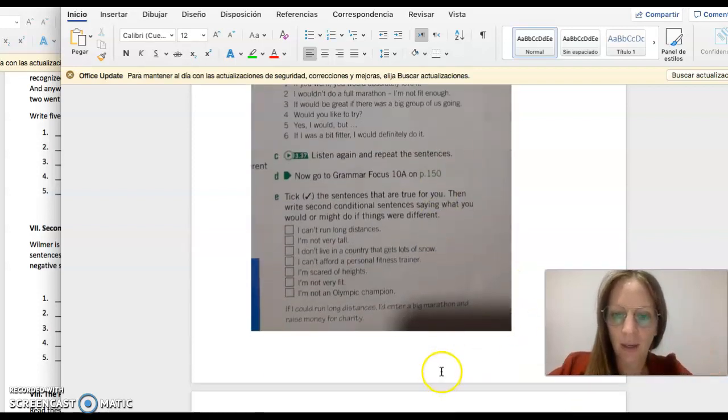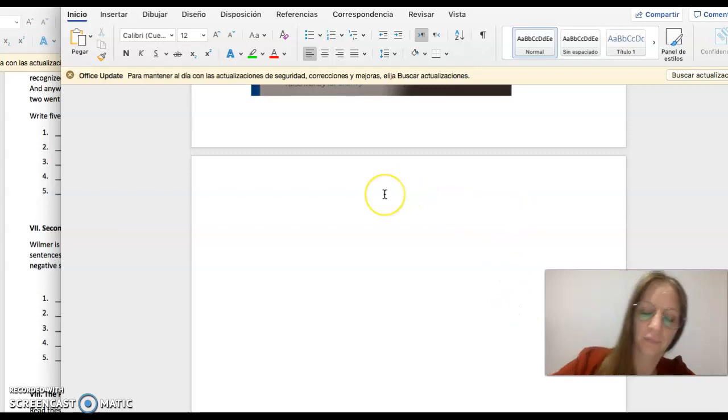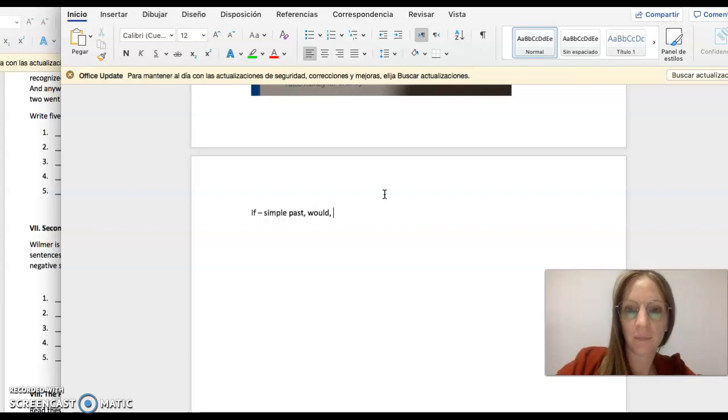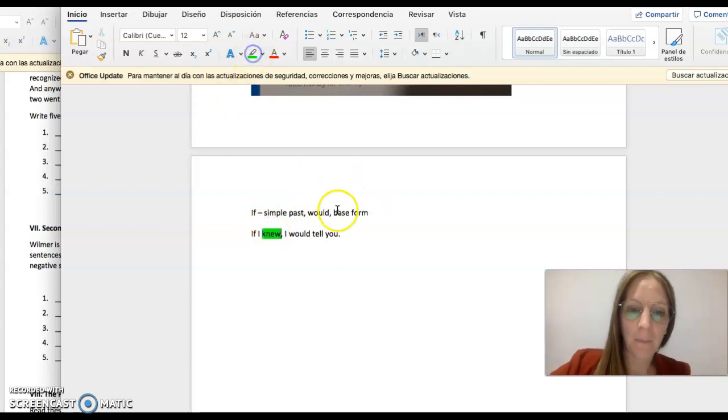So again, let's look at how we construct it. If, and then the simple past, would, and then the base form of the verb. So, if I knew, I would tell you. This has nothing to do with the past. It has only to do with the potential future. Like, si supiera, te diría, pero no sé. This one has to be in the simple past, and this one would and a verb.